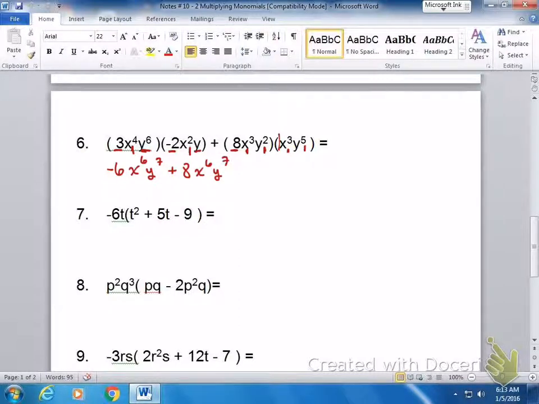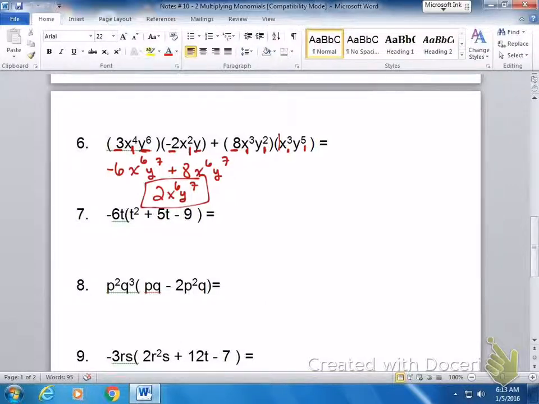Now, just like yesterday, if the symbols match on the terms, then we can combine them together. Both of my terms here have x to the 6th, y to the 7th. So I can do negative 6 plus 8, which gives me 2 x to the 6th, y to the 7th. So you have to remember the stuff we did yesterday. Remember, you can only combine terms if they have the exact same variables with the exact same exponents. So x to the 6th, y to the 7th can only match with x to the 6th, y to the 7th.